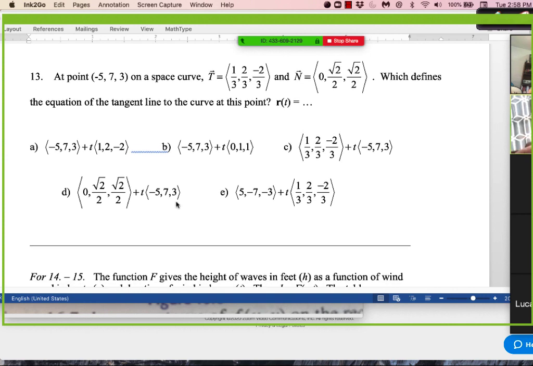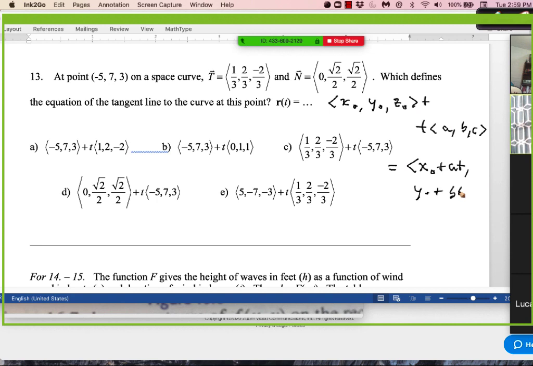Okay. Next one. We want the equation of the tangent line. So an equation of the tangent line is, again, we could write it this way: x naught, y naught, z naught plus t times A, B, C. Remember, that's a point on the line, and this is our vector parallel to the line, or the direction vector of the line. This could also be written like I did earlier: x naught plus At, y naught plus Bt, z naught plus Ct.